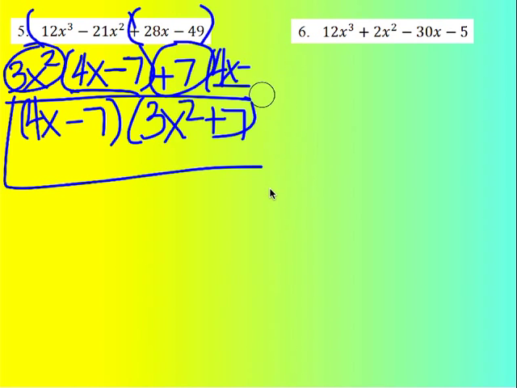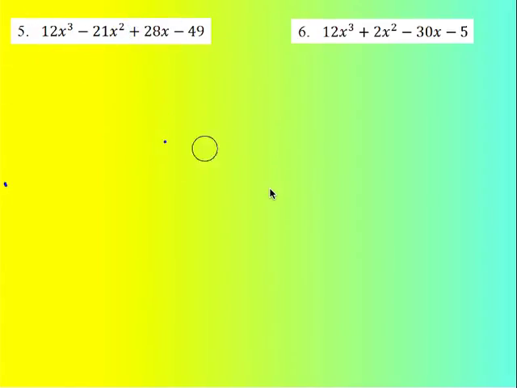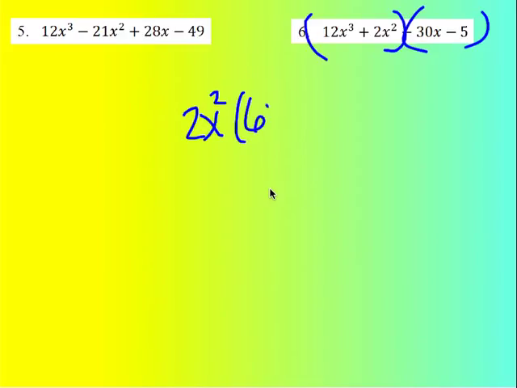So let's go ahead and let's take a look at number 6, just to give myself a little more space here. So then, taking a look at number 6, first of all, there's nothing that divides 12, 2, 30, and 5. So I can just jump right into factoring by grouping. So between 12 and 2, I can take out a 2, and I can also take out an x squared. So 12 divided by 2 is 6. X cubed divided by x squared is just x. And then here, 2 divided by 2 is 1, sorry. X squared divided by x squared is 1. So then I'm just left with 1 there.